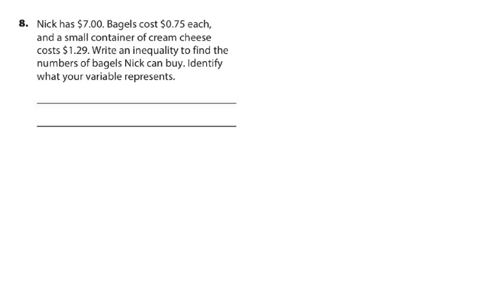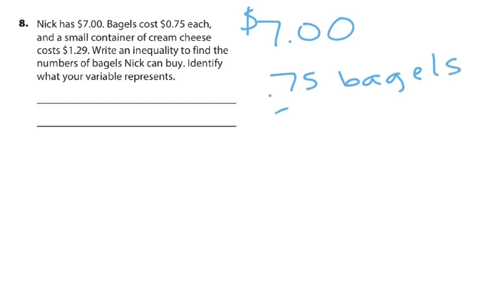Okay, I'm going to take this line by line again. Nick has $7. So I know he has $7, no more, no less. Bagels cost 75 cents each, and a small container of cream cheese costs $1.29. So 75 cents for bagels and $1.29 for cream cheese.